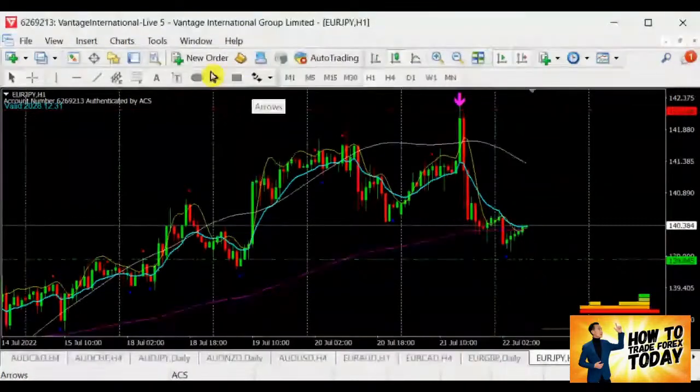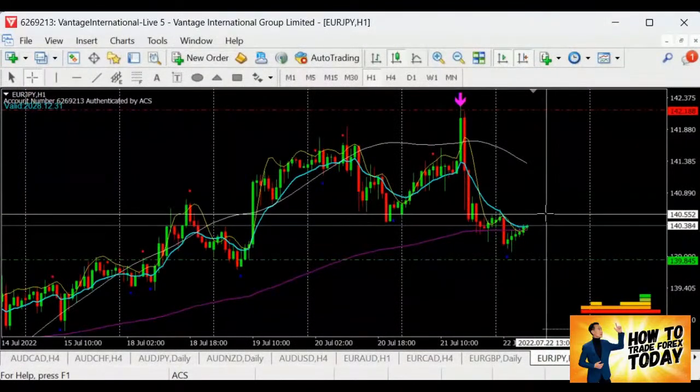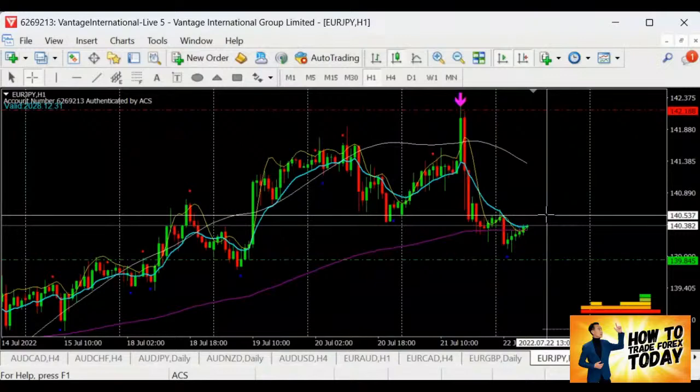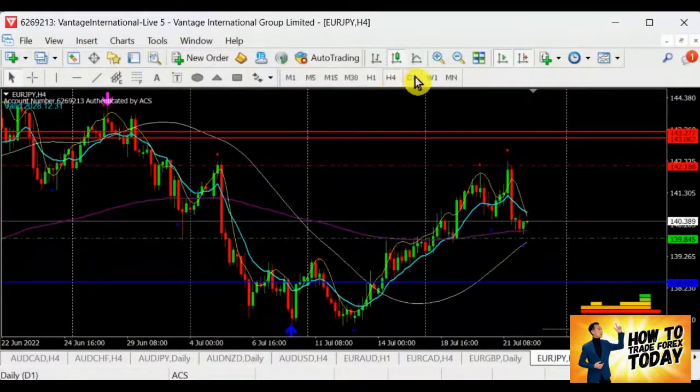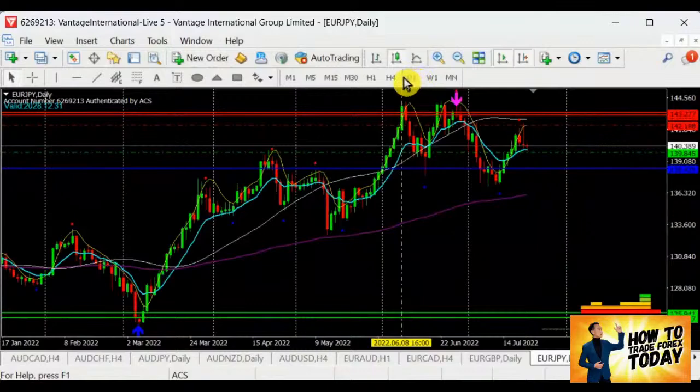Let's see if this actually breaks the level here, then forget about selling, because this is a pullback. This is pullback trading. Let's take a look, confirm. Are we going to put this into our selling list?